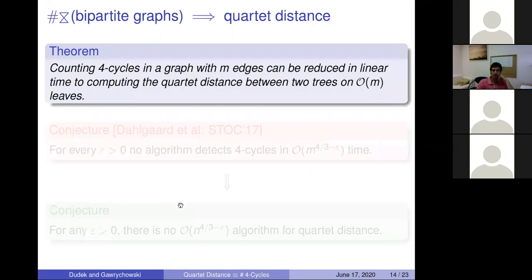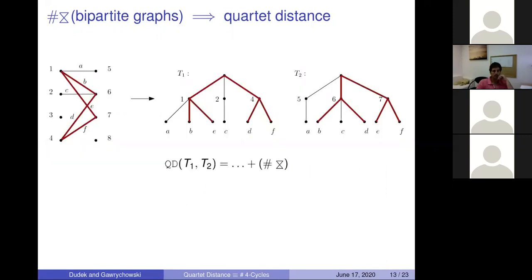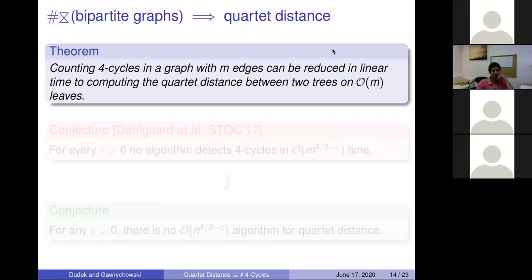So this allows us to say something about computing quartet distance. So what we say is as follows. You can reduce counting 4 cycles in a graph with m edges. The reduction takes linear time, and it's to computing quartet distance between 2 trees on O of m leaves, okay? So that's the reduction. And now if you believe that there is no algorithm that detects a 4 cycle faster than in this complexity, then there is no algorithm that computes the quartet distance between 2 trees on n leaves in n to the 4/3 time. Okay, so that's one side of the reductions.